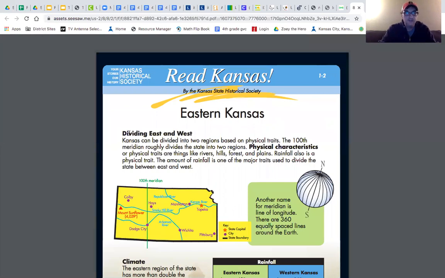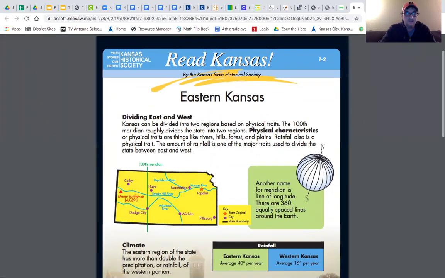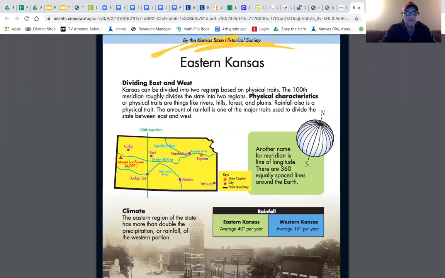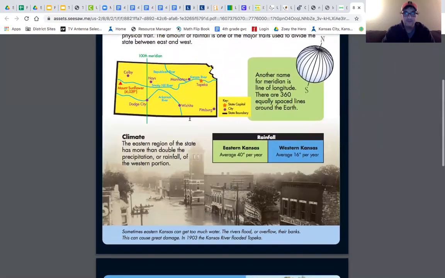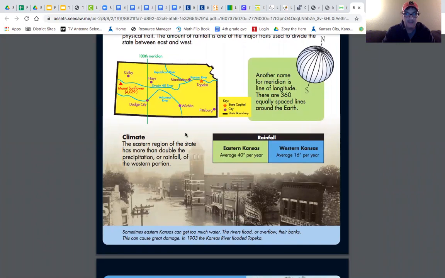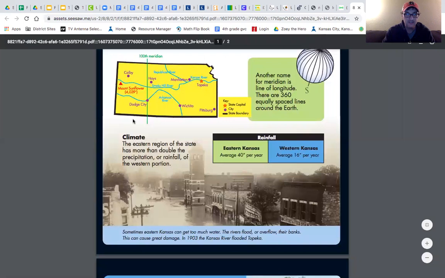So eastern Kansas, here we go. Dividing east and west. Kansas can be divided into two regions based on physical traits. The 100th meridian roughly divides the state into two regions. There's the 100th meridian right there. Physical characteristics or physical traits are things like rivers, hills, forests, and plains. Rainfall also is a physical trait. The amount of rainfall is one of the major traits used to divide the state between east and west. So if we look at these graphics here, in eastern Kansas, they average like 40 inches of rain a year. In western Kansas, they average like 16 inches of rain a year.